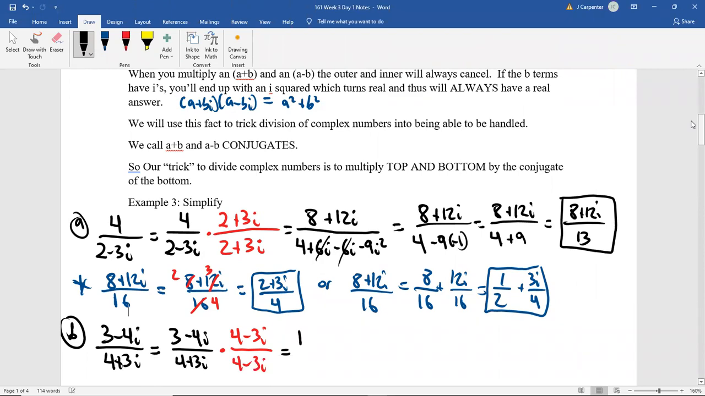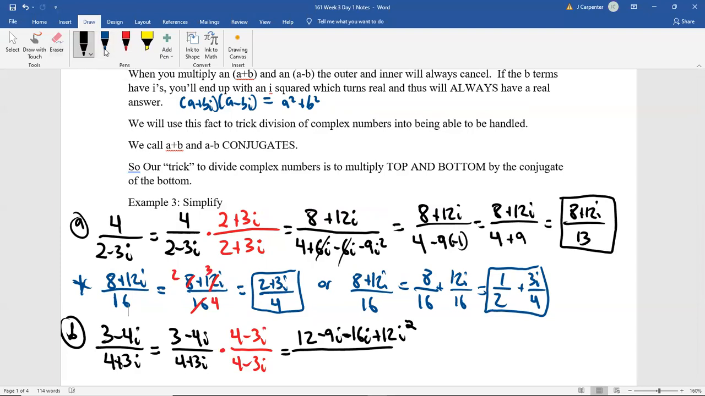So 3 times 4 is 12. 3 times negative 3i is negative 9i. Negative 4i times 4 is a plus 16i. Then negative 4i times negative 3i, watch your signs, is a positive 12i squared. Don't forget your square. Did I goof somewhere? I did goof somewhere, didn't I? That negative 4i times 4 shouldn't have been a plus 16i. That's supposed to be a minus 16i.